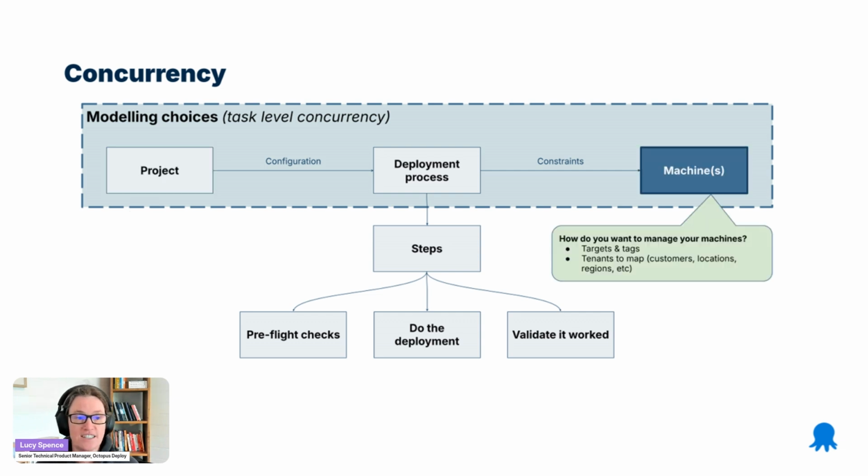The next bit is machines. You have a number of machines that you need to go out to. How do you want to manage those? Are you using targets and target tags, or are you using tenants? What we often see with tenants is that our customers use tenants to segment their customers or their locations, maybe their stores or particular cloud regions. But tenants will also impact the level of concurrency that you can achieve between your various deployment tasks. So it's worth having a think about that.